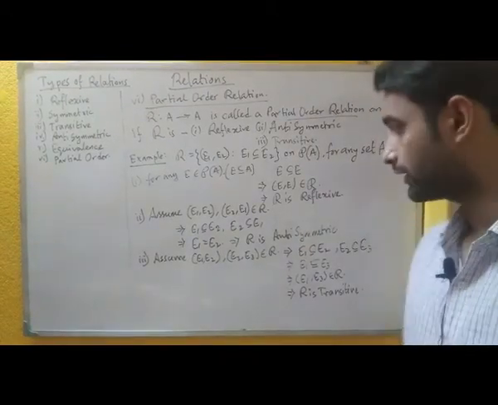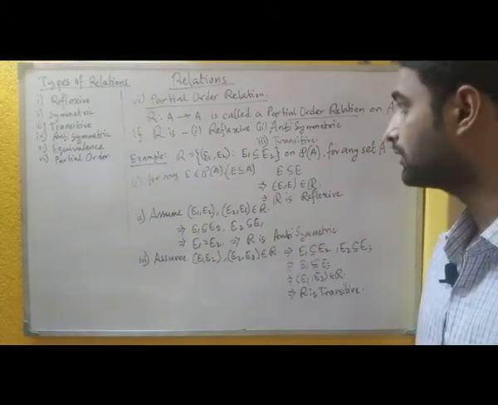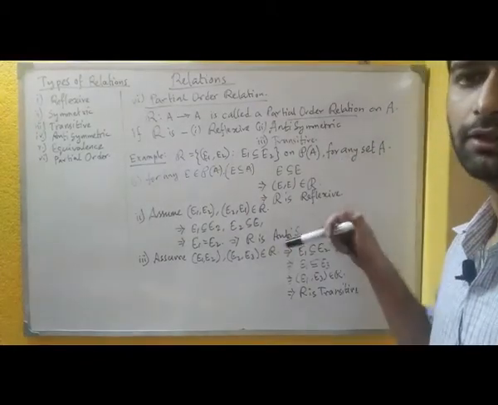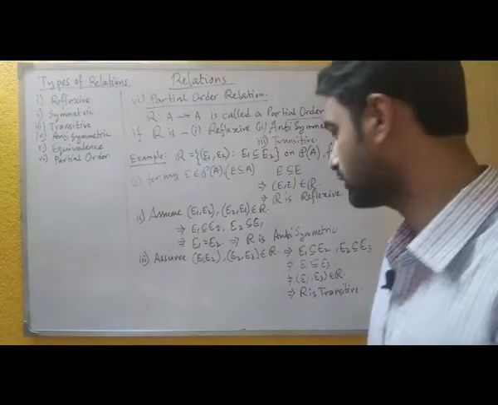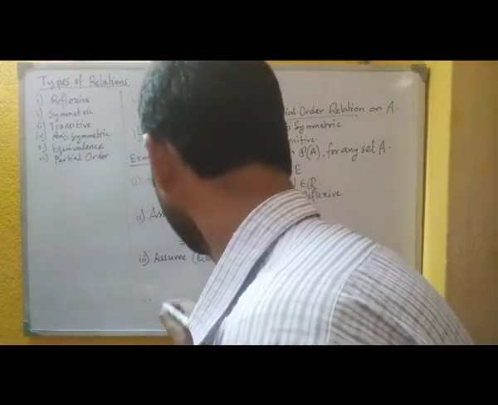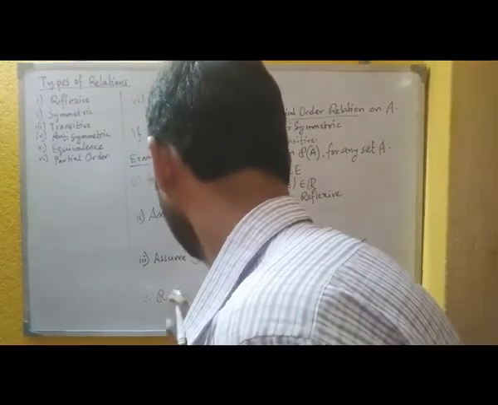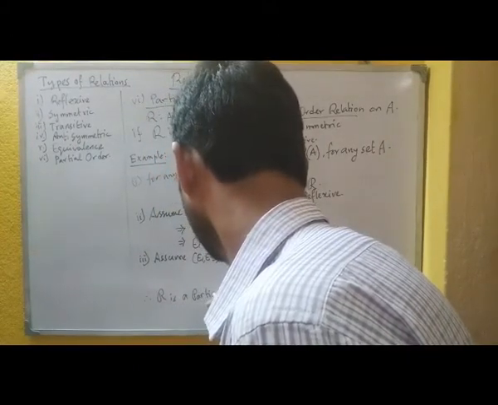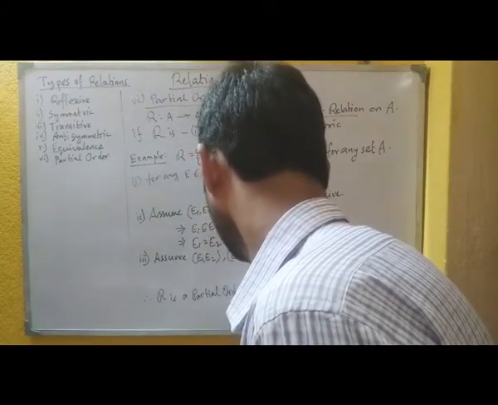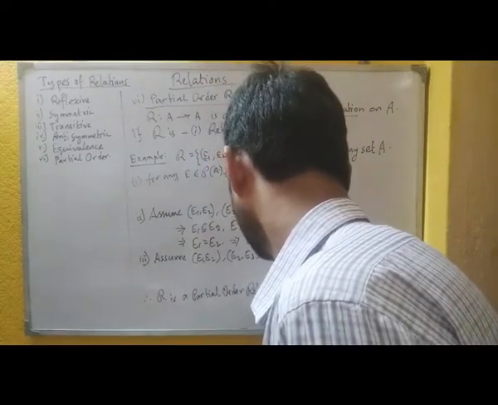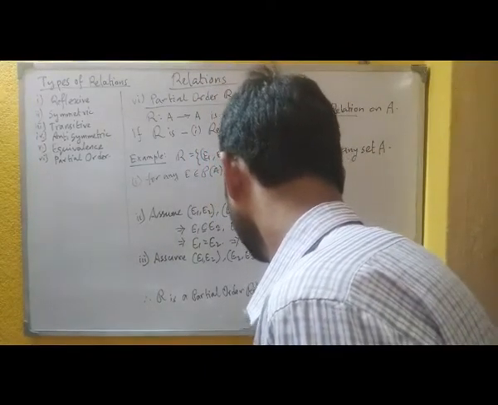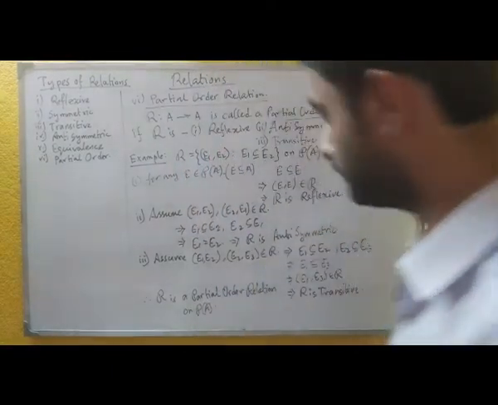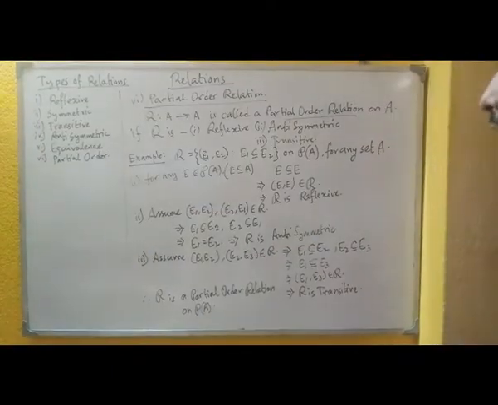So R being transitive, then by all these three conditions, we can say that R is a partial order relation on the power set of A. So here we conclude the final line that R is a partial order relation on the power set of A.